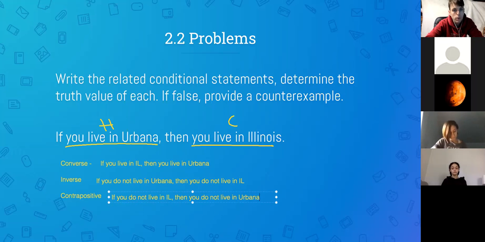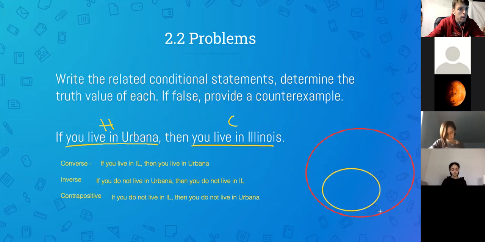Okay, so the next part of this was to decide whether these statements were true or false. I like thinking about these in terms of Venn diagrams. I think this makes a lot of sense for this particular problem. Remember, you can always take a true conditional statement and write it out as a Venn diagram like this, where your conclusion is on the inside, so you live in Illinois, and your hypothesis is on the outer circle here, so you live in Urbana.